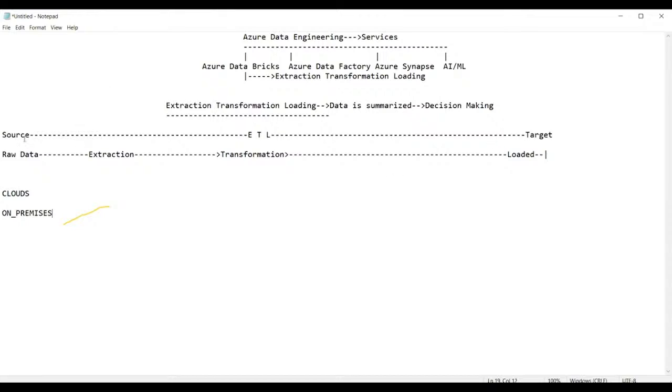Okay, so first of all, let us try to understand what is cloud. Now, guys, Azure data engineering is cloud-based data engineering. Am I right? So I wanted to explain, or let us try to understand first of all, what is a cloud and what is on-premises. Let us first understand what a cloud basically is.